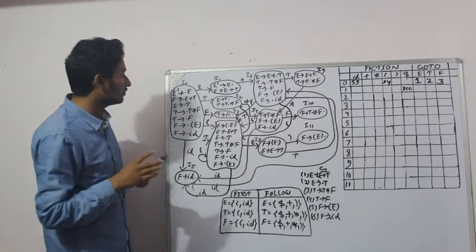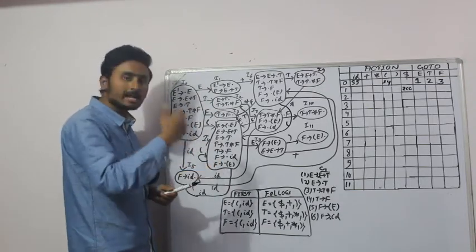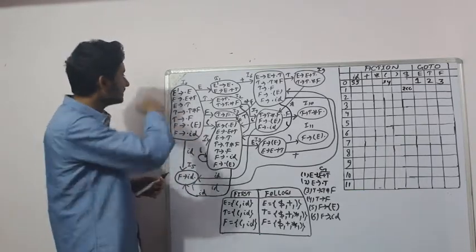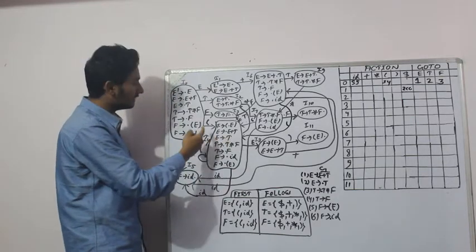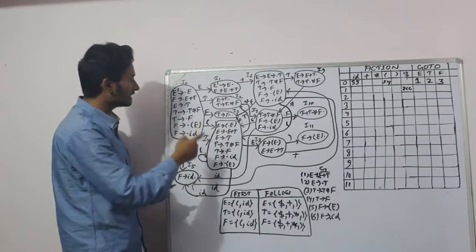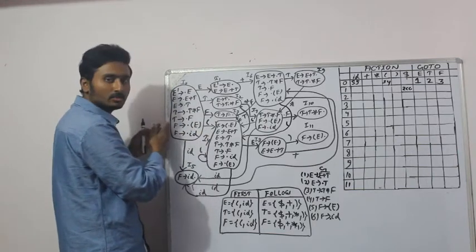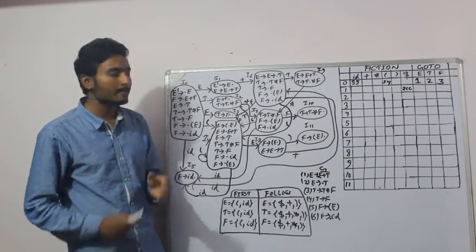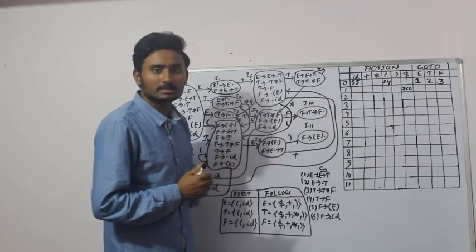So what we need to do is include the number of the state where we are going in the shift operation. For example, here we are going from state 0 to state 4 with this left parenthesis symbol. It simply means that after passing this left parenthesis symbol we reach state 4 from state 0, so we will write S4 in the left parenthesis column of the 0th state.